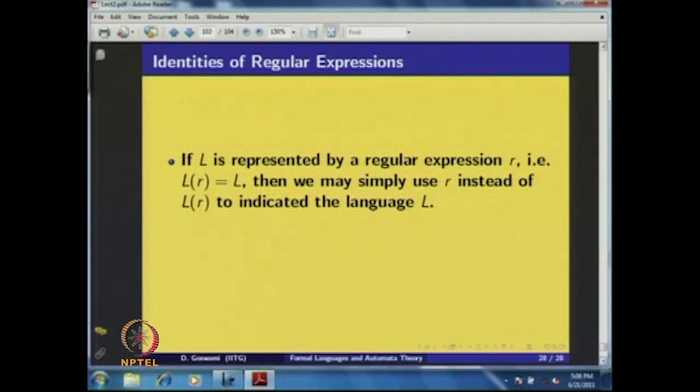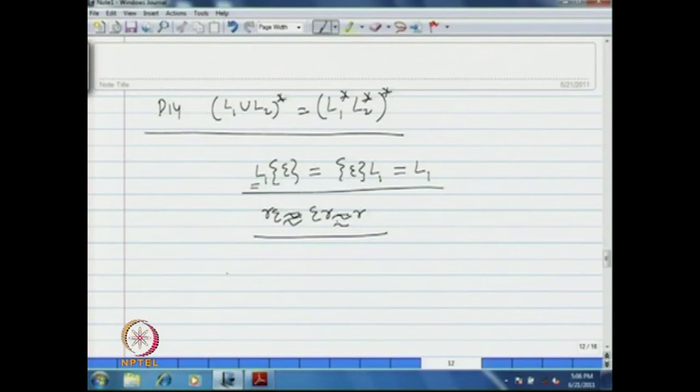Now, if L is represented by a regular expression R, that is L(R) equal to R, then we may simply use R instead of L(R) to indicate the language. So, for any given language, say L(R), where R is a regular expression, we know that L(R) is the corresponding language written by R, but sometimes we can simply write R to represent the language itself. So, this is a shorthand notation for a language represented by a regular expression R.